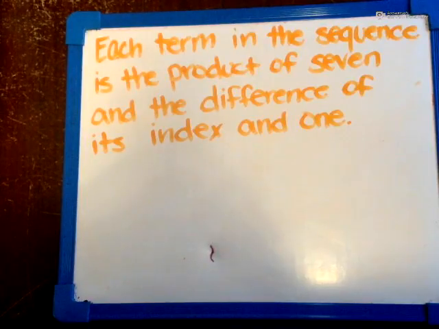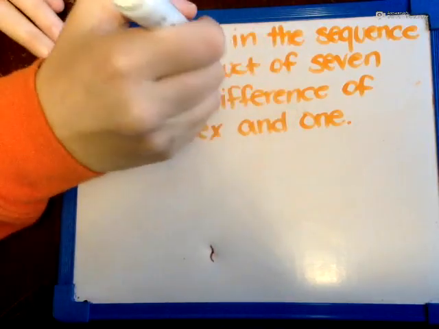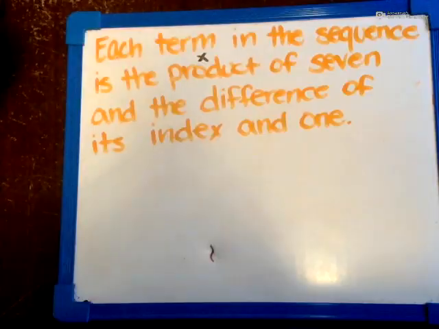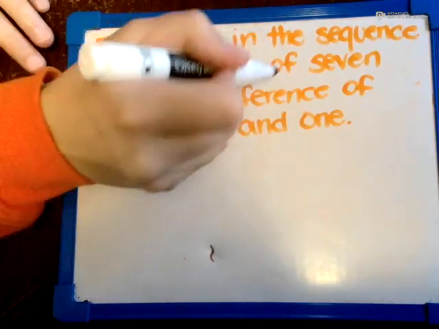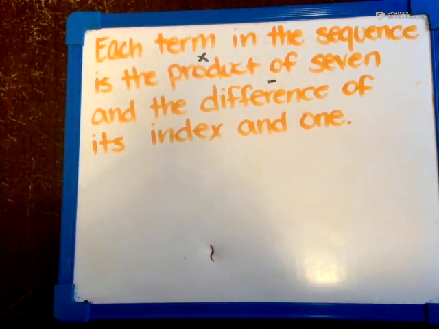Okay, we're going to do this one together too. It says, translate this sentence into both subscript notation and function notation. Each term in the sequence is the product of 7 and the difference of its index and 1. So first off, define all of the math terms. Product means multiplication. Difference means subtraction. Okay, if you can get that figured out first, it's going to help a lot when it comes down to writing the formula.